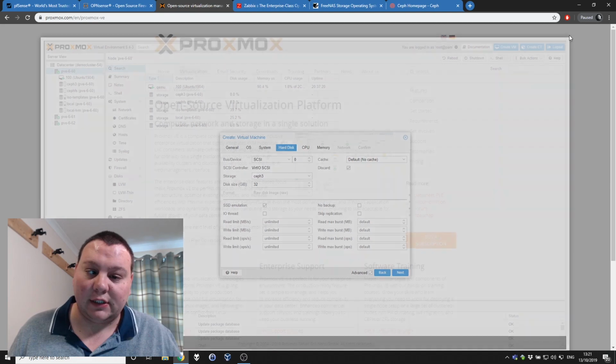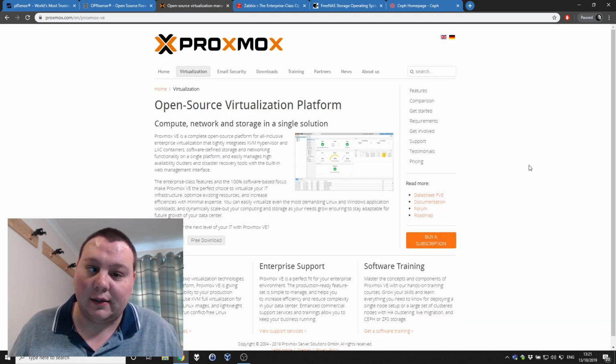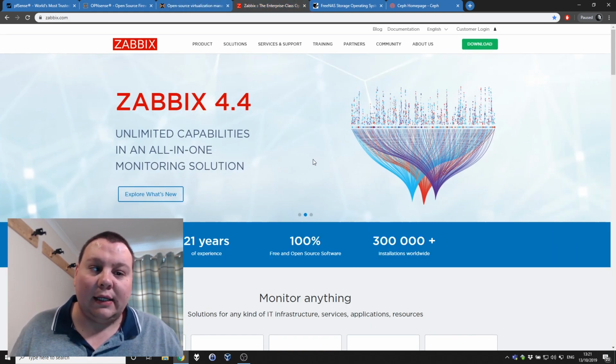Absolutely fantastic virtualization product. Supports high availability. Like I say, definitely look at this. Next one we're going to go across is Zabbix.